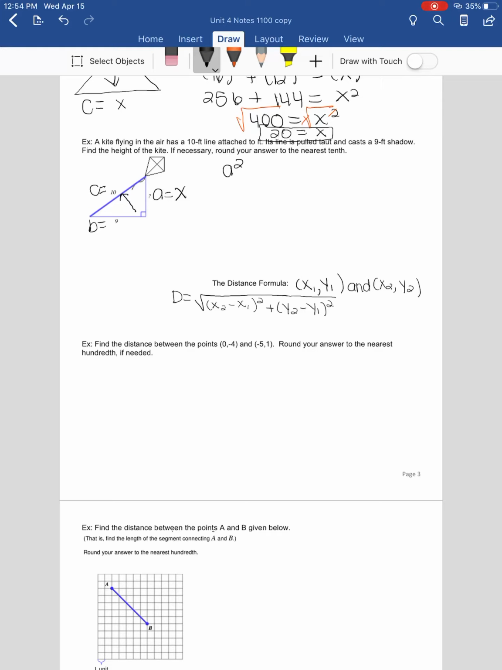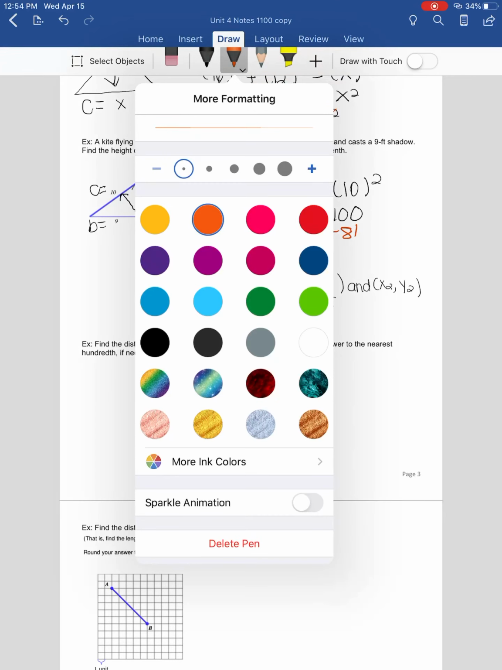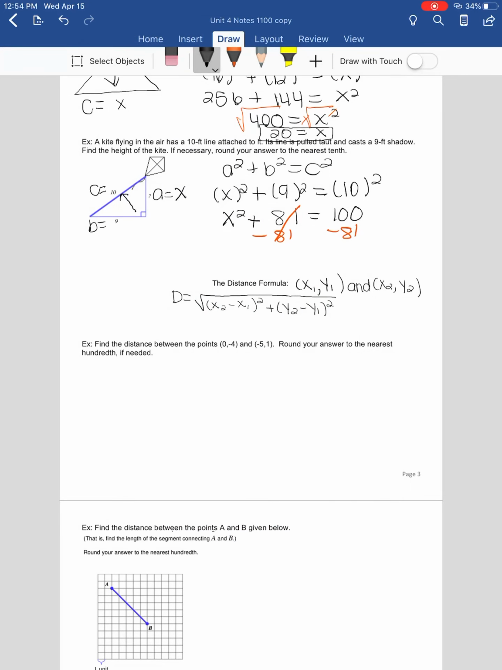So plugging into our Pythagorean Theorem formula, A squared plus B squared equals C squared. We said A, we don't know, so we're going to call it X. Plus B, we said was 9 squared, equals C, which we said was 10 squared. So X squared, X times X is just X squared. Plus 9 squared, 9 times 9 is 81. Equals 10 squared, 10 times 10 is 100. Getting X squared by itself, let's get rid of that 81 first. It is plus 81, so we're going to do the opposite and subtract 81 from both sides. And we're left with X squared equals 100 minus 81, which will give us 19.